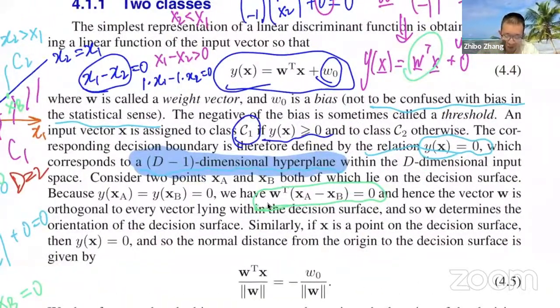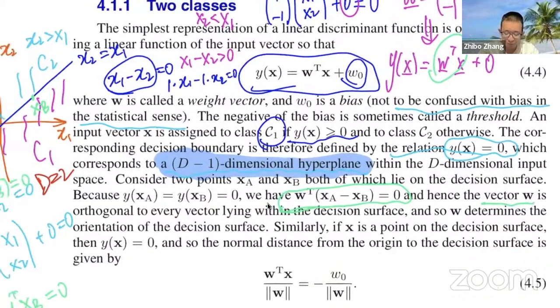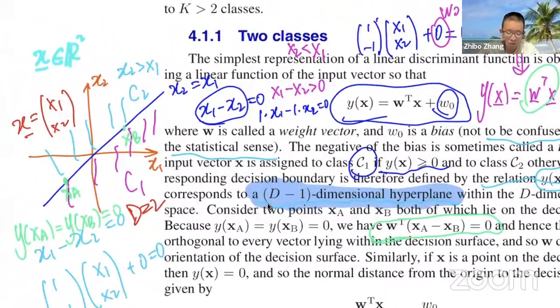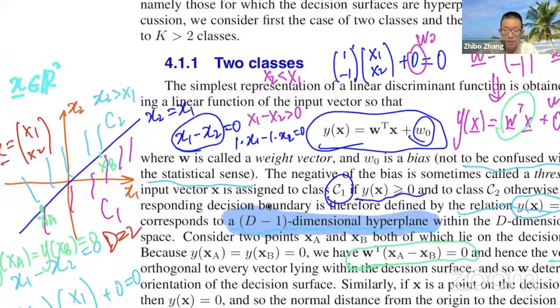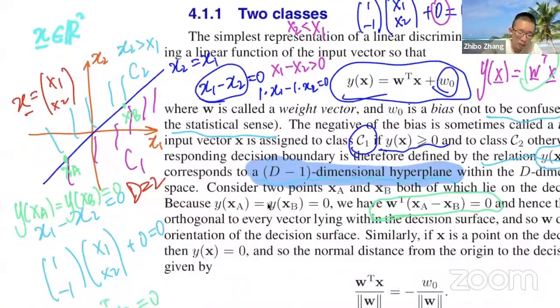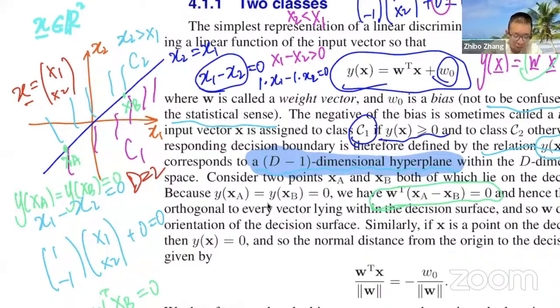So the vector W, if we write it out, remember it's 1, minus 1. If we are going to represent it in this 2-dimensional space, what does it look like? 1, minus 1, which is here, right? So if we draw an arrow, it's actually orthogonal to this decision boundary.